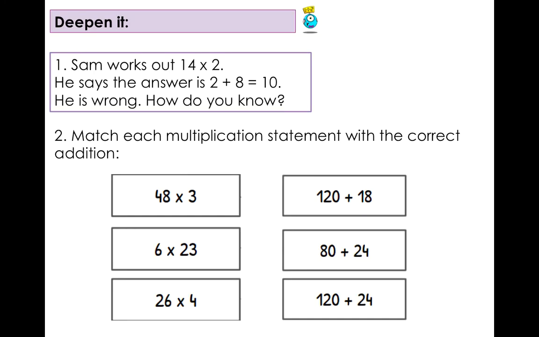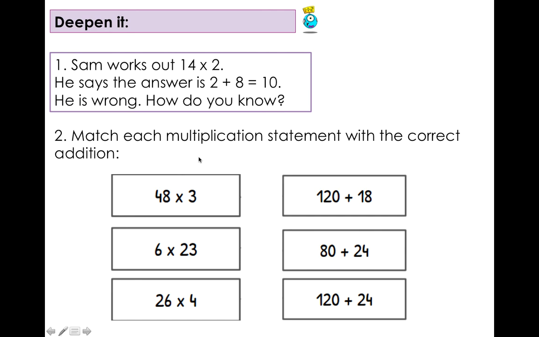Then your challenges. We've got Sam works out 14 times 2. He says the answer is 2 plus 8 equals 10. He is wrong. How do you know? So that's a bit like the question we just looked at with Tara. So I want you to see if you can think about the mistakes that Sam has done. You might like to solve it yourself first and then work backwards and see what Sam has done.